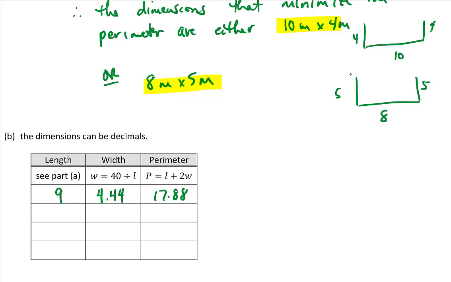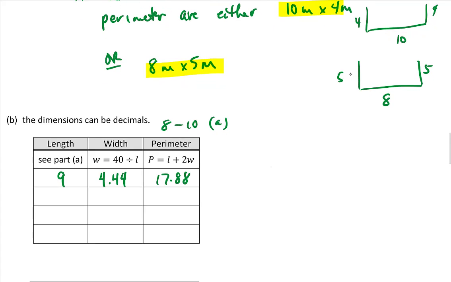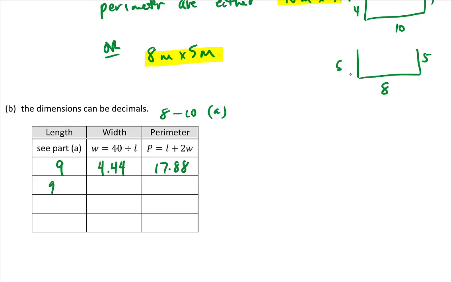Since we know it has to be between 8 and 10 based upon part A, we could check 9.5, 8.5, and so on. So let's just check 9.5 to see if it gets any smaller. If we have 9.5, the width would be 40 divided by 9.5. That gives us 4.21, and if we check that perimeter, we can already see it's bigger.